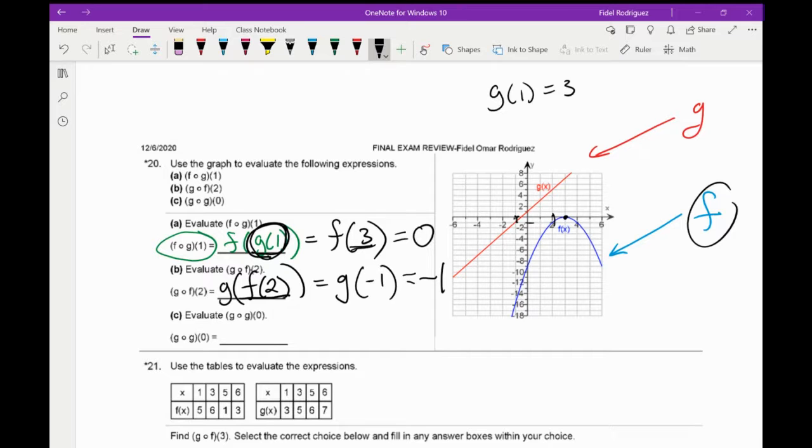And then for part C, it says we're going to find g composed with g of 0. So what I need to do first is find g of 0. So I'm going to go over here to 0 on the x-axis, and I'm going to go up, and when we go up, we end up hitting the number 1. So we know that g of 0 is the same thing as 1. And now I'm going to go to when x equals 1, I'm going to go up, and we're hitting 3. And so g composed with g of 0 is equal to 3.